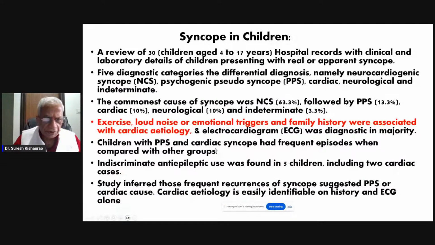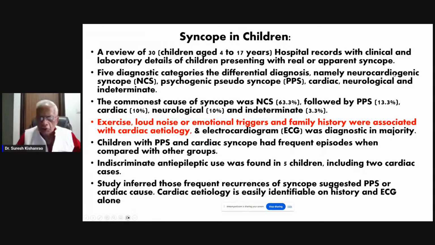From these 4 or 5 cases of children, we can synchronize a case study which reviewed 30 children from hospital records with laboratory details presenting with real or apparent syncope. There were 5 diagnostic categories considered: neurocardiogenic syncope, psychogenic pseudosyncope, cardiac syncope, neurological, and indeterminate syncope. In children, the study inferred that neurocardiogenic syncope is the maximum, to the tune of about 63%, followed by psychogenic pseudosyncope, which is around 13%. Cardiac causes were 10%, neurological similarly around 10%, and about 3% were indeterminate.